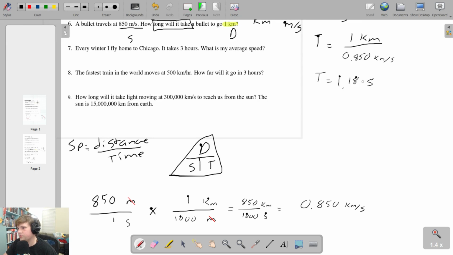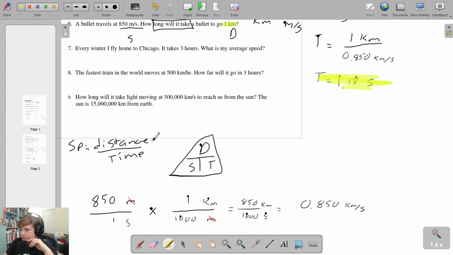There we go. So this one was a little bit hard because you had to match your units. Anytime you're reading through and you see your units do not match, you have to change them to make them match. It's unit conversion. I do it with all of these fractions because it really helps me keep it straight in my head. So there we go, that's number 6: 1.18 seconds.